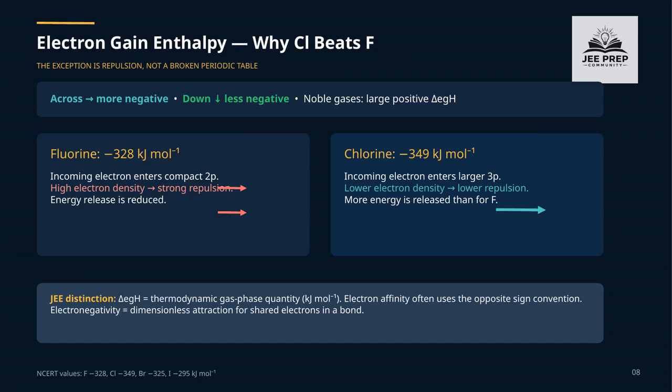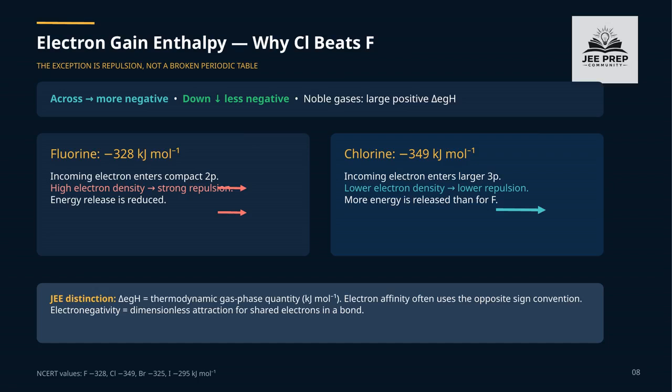Across a period, electronegativity increases. Effective nuclear charge rises and atomic radius decreases, so a bonded atom attracts shared electrons more strongly. Down a group, electronegativity decreases because the bonding electrons are farther from the nucleus and more shielded. On the periodic table, electronegativity increases generally towards the upper right. Fluorine has the highest value among the elements commonly used in JEE chemistry. Metals on the lower left have lower electronegativity.